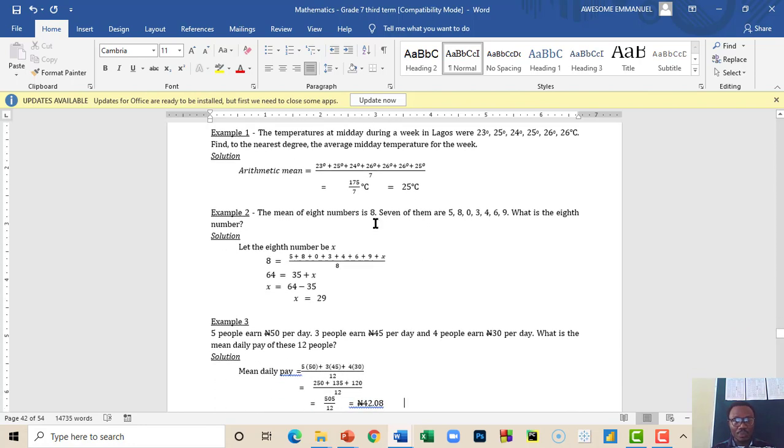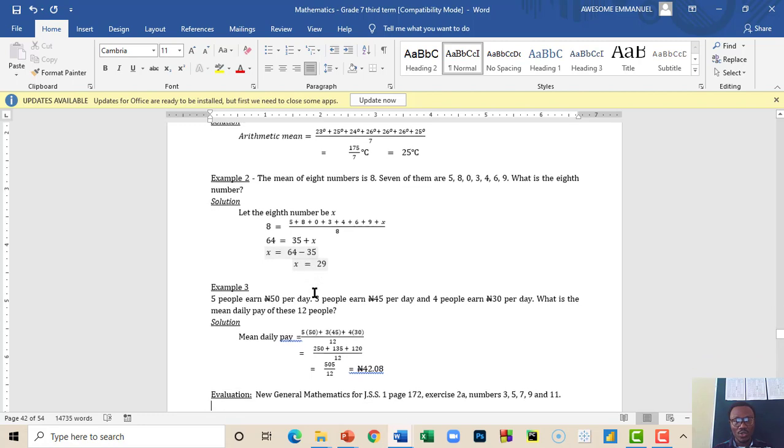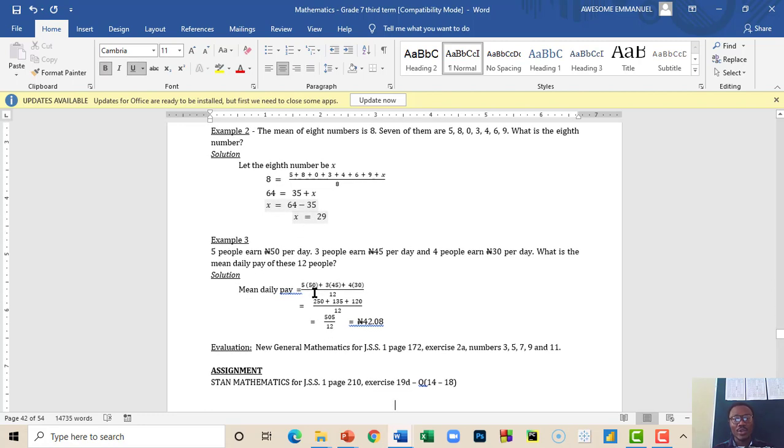Now the next example: the mean of 8 numbers is 8. 7 of them are given. What is the 8th number? So we can call the 8th number x. Since the mean of the 8 numbers was given to be 8, keep the mean here as 8. Then we put the 7 numbers, then the 8th one we have selected as x, so we keep the x there, all over 8, because we have 8 entries. So if we multiply 8 times 8, that gives us 64. Add up all this numerator, we have 35 plus x. So collect our like terms, x will be 64 minus 35, which gives us 29. So the 8th value is 29.